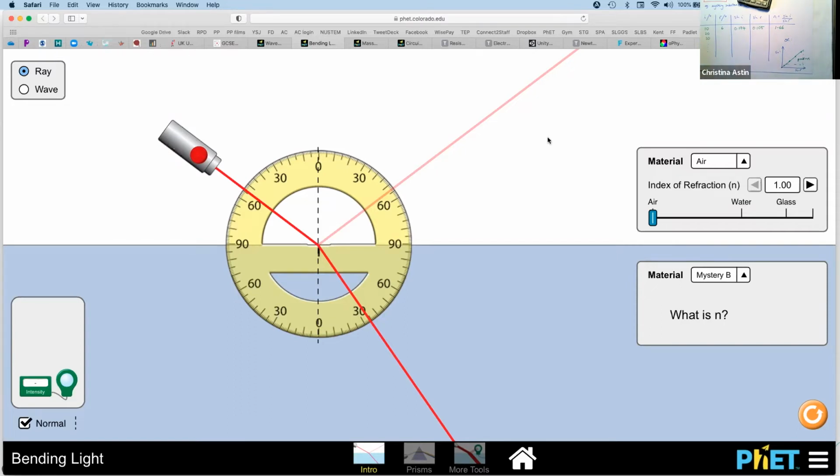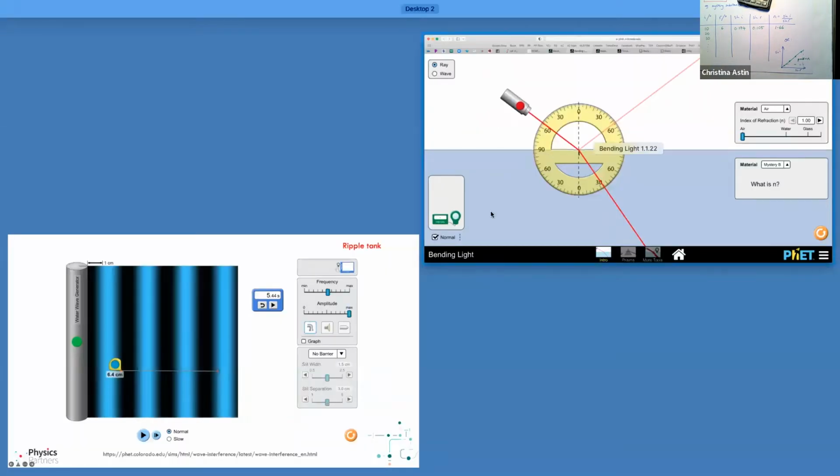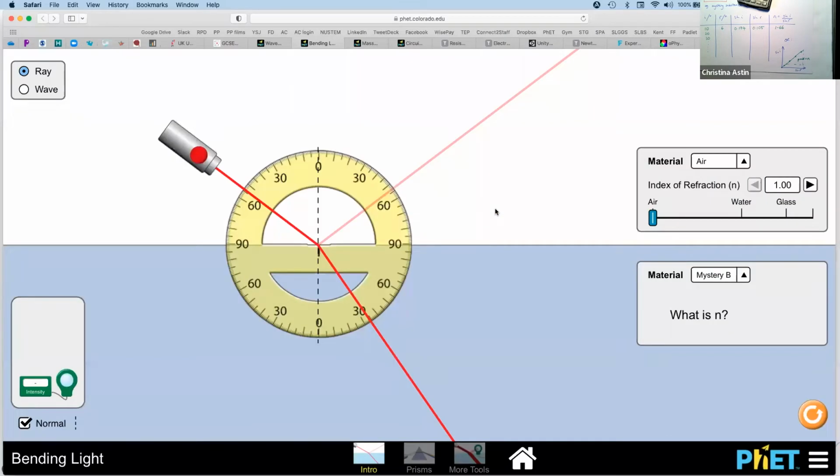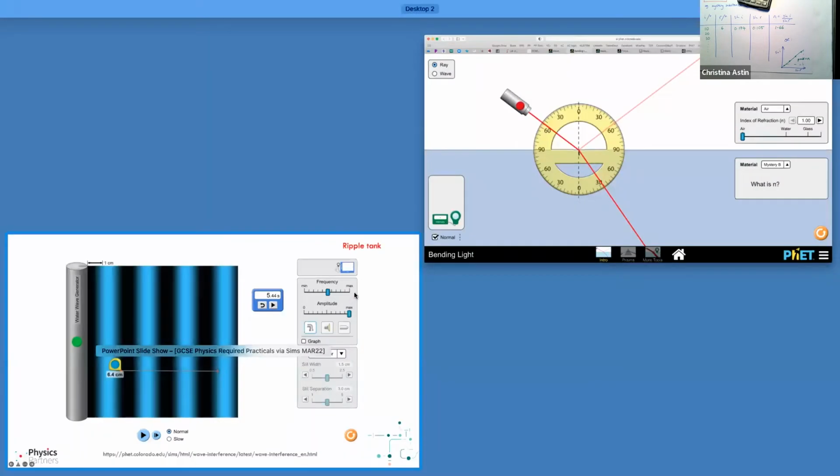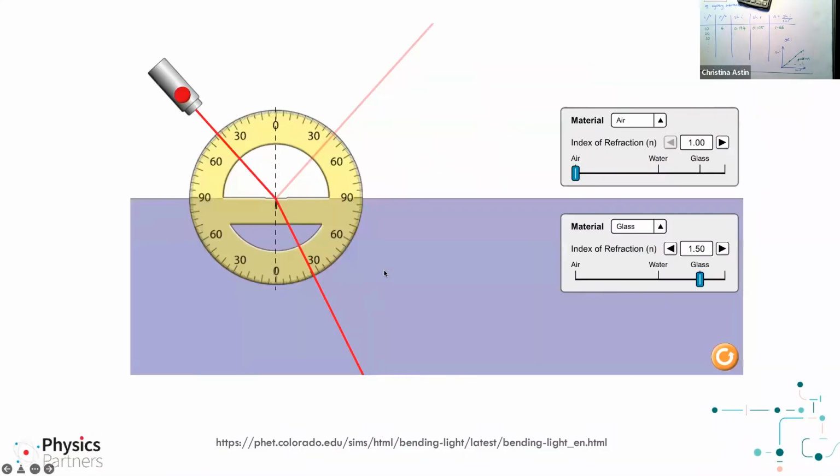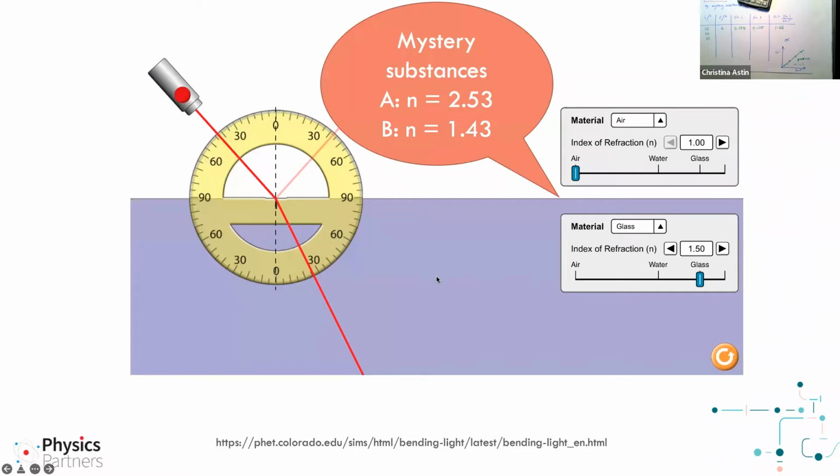Now, I've got a secret to share with you, and that is that I've done this work. Just get onto the right slide. I can tell you that the mystery substances A and B have these refractive indices. So do feel free to jot those down. This is where you could ask your students to find a value, and then you can tell if they're right or not.